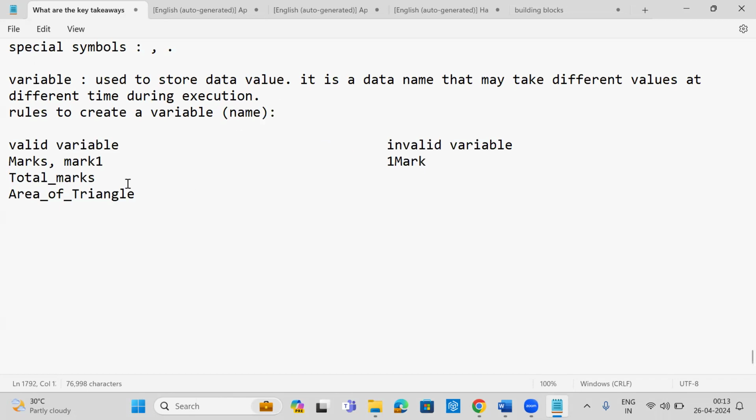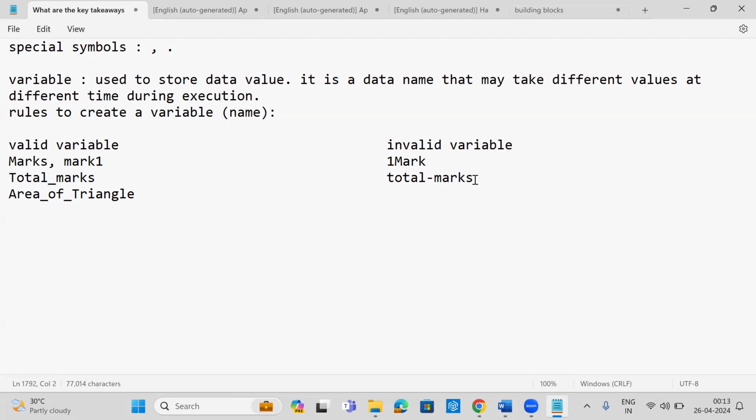Then you cannot write total hyphen marks. So some special symbols are not allowed to create a variable. The only special symbol that is allowed is underscore. So here we have used underscore. So you cannot use hyphen.